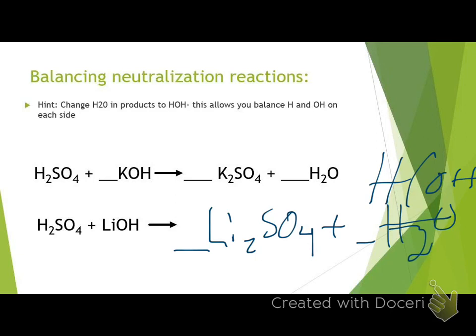Then sulfates. How many sulfates do I have on both sides? 1 and 1. Yes? I'm good there. Go to the hydrogens. I have 1 hydrogen here. How many do I have here? 2. So I got to make a change. So I put a 2 right there. Because I did that, now how many hydroxides do I have? 2, 2, 2. Which means I have to go back over here in front of lithium and put a 2. That gives me 2 hydroxides.